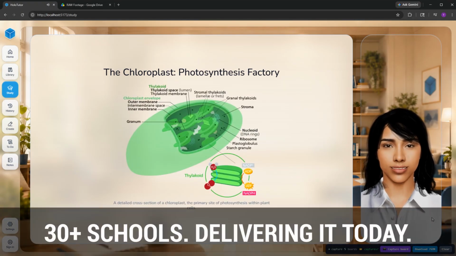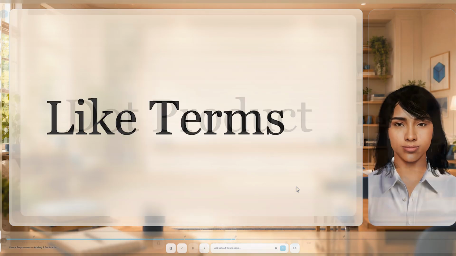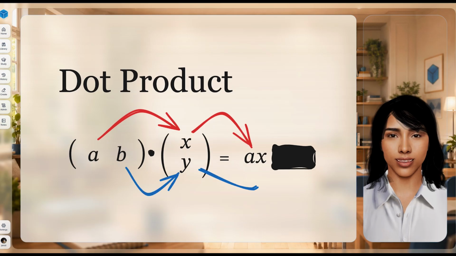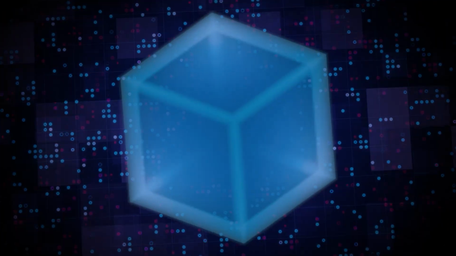Already active in more than 30 schools and used by homeschool families nationwide, with updates shipping twice monthly based on educator feedback. HoloTutor isn't just an idea for the future of learning, it's delivering it today.